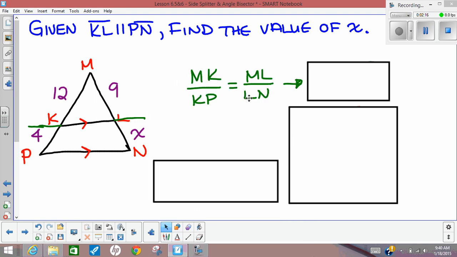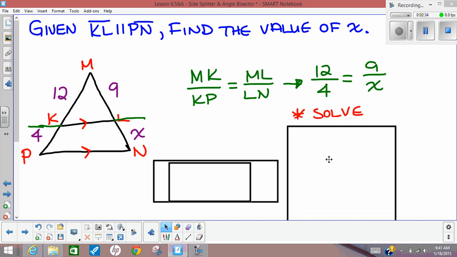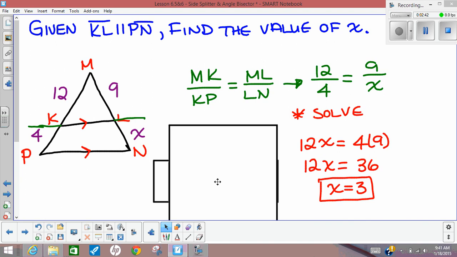So we can first write the relationships between the sides. MK over KP equals ML over LN. We'll fill in the values. 12 over 4, just like we have over here, 9 over x. And now all we need to do is solve. So we'll cross multiply, and then we'll keep solving, until we get x is 3. So again, these fractions that we wrote in proportion, if we extend the side splitter segment, we can almost see these fractions being written already.